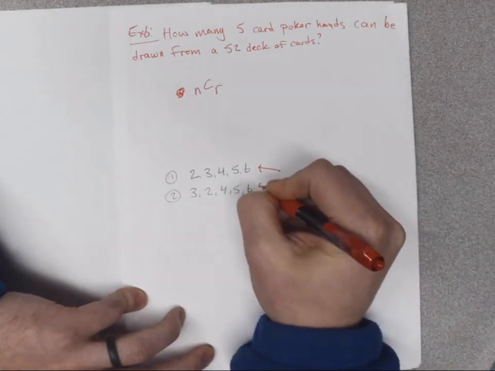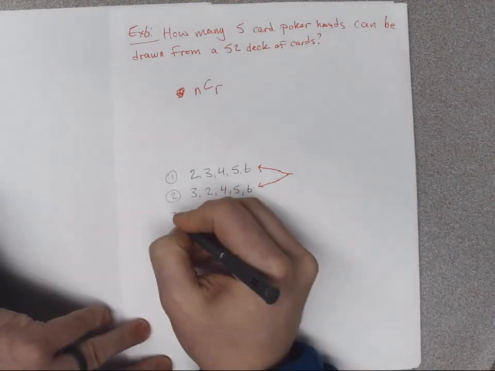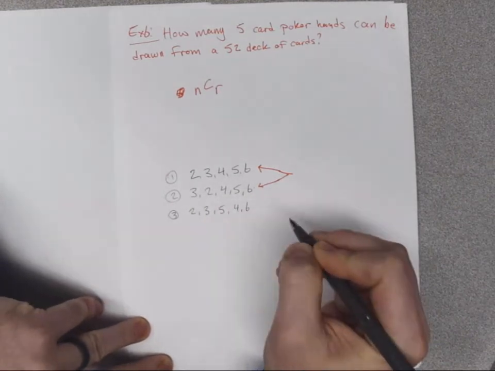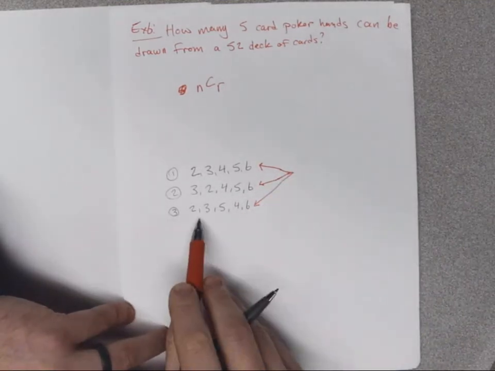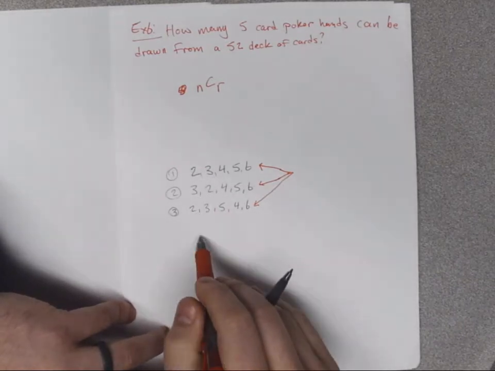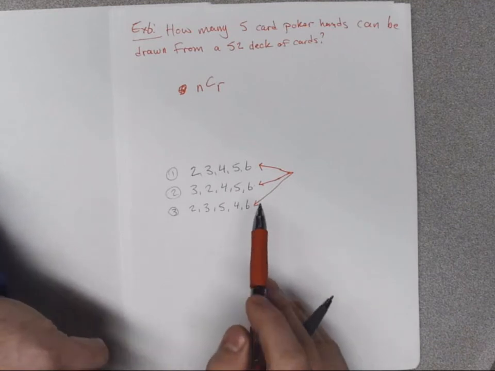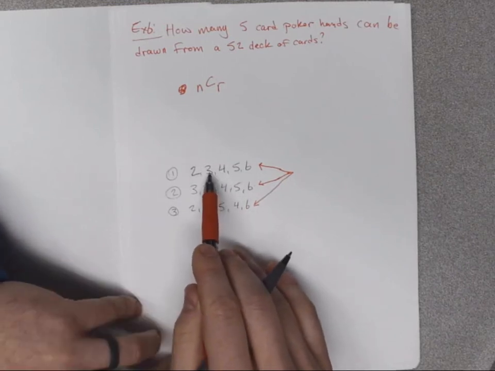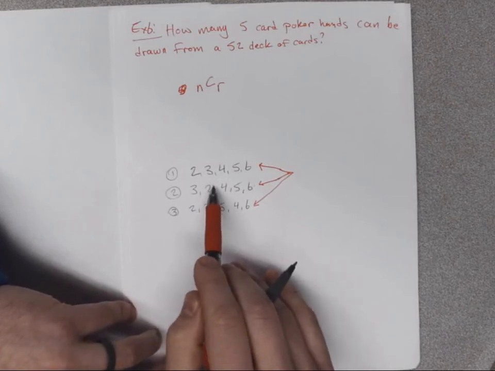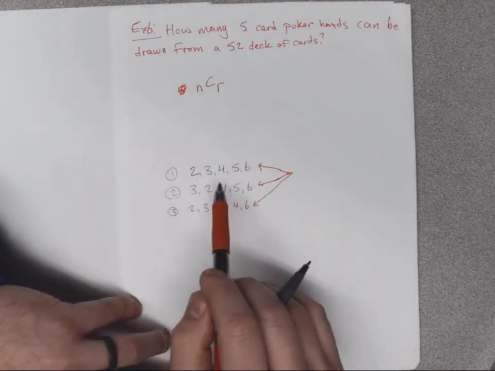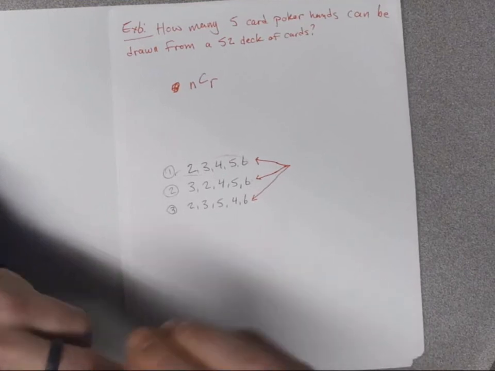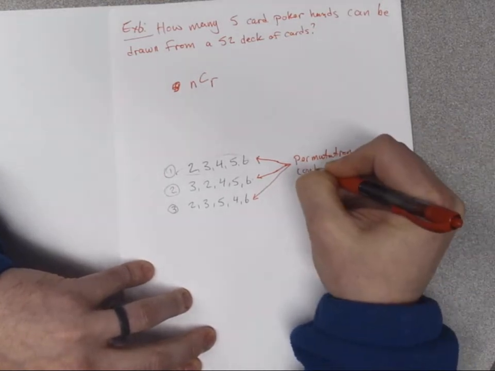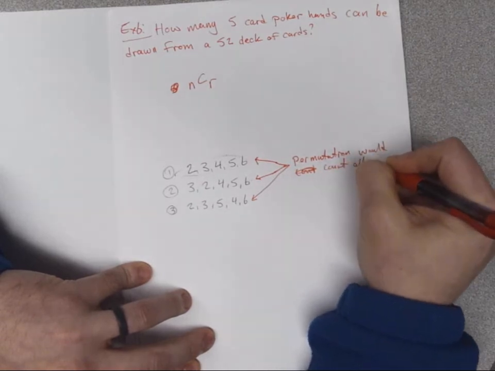So here, we could keep going with this. We could do a third option, and we could say 2, 3, 5, 4, 6. So a permutation would count this also. As long as it's the same 5 cards, we could have many different possibilities here. So a permutation will account for 120 possible ways to draw these 5 cards, whereas a combination will take all those 120 and just boil it down to 1. So a permutation would count all of these.